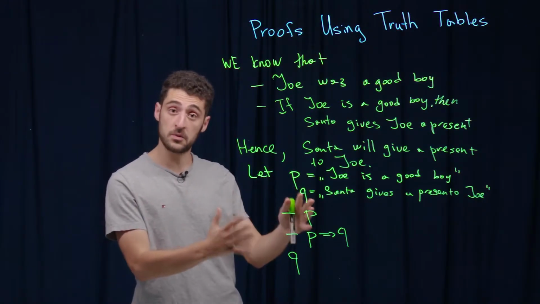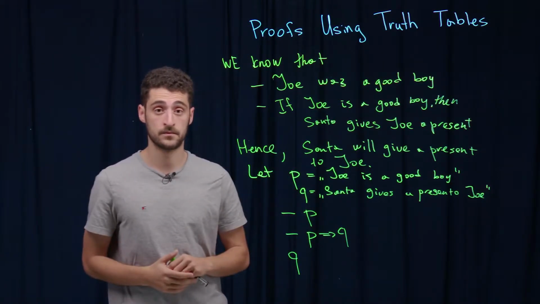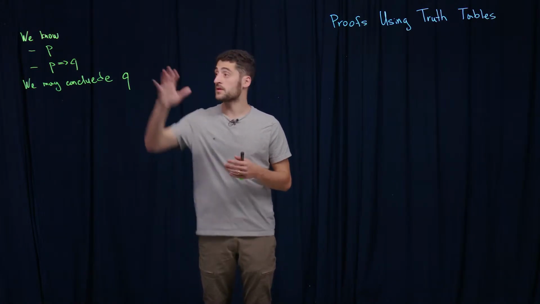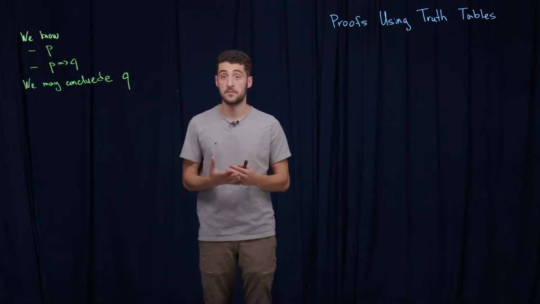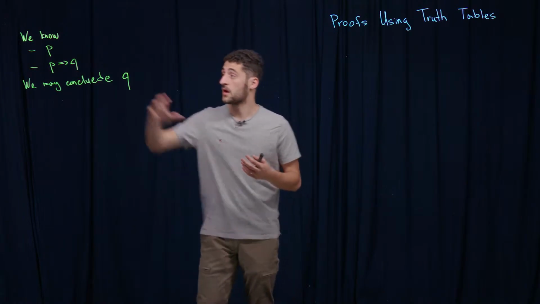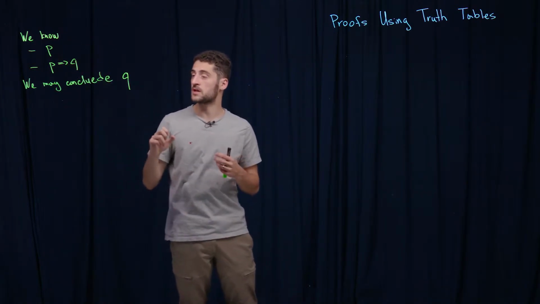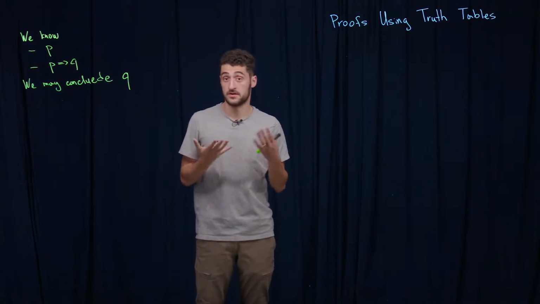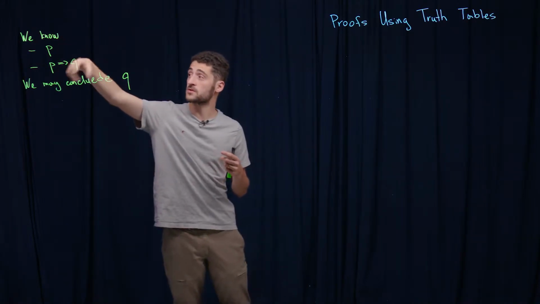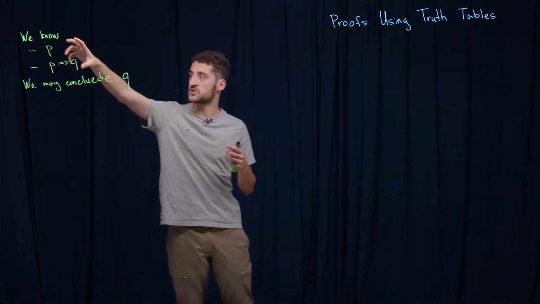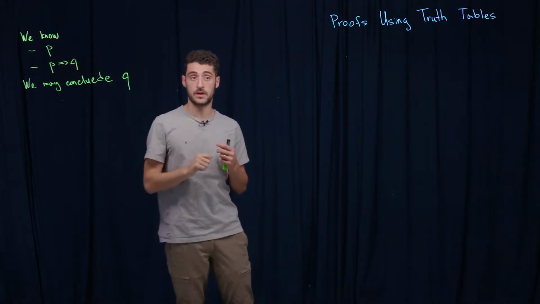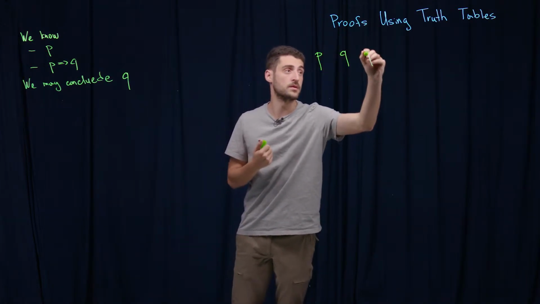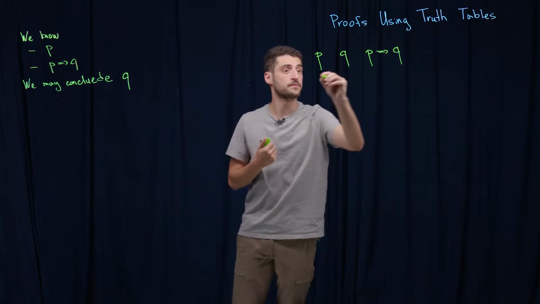Let's try to understand why it is true. Because of this story with Joe, Santa, and their present, we feel that this argument should be correct. But what does it mean to be correct? It means that whenever these two propositional formulas are true, this propositional formula is also true. How can we check that it's true? We can brute force all the values of the variables P and Q and check that whenever this is true as well. So we have P, we have Q, and we have P implies Q.